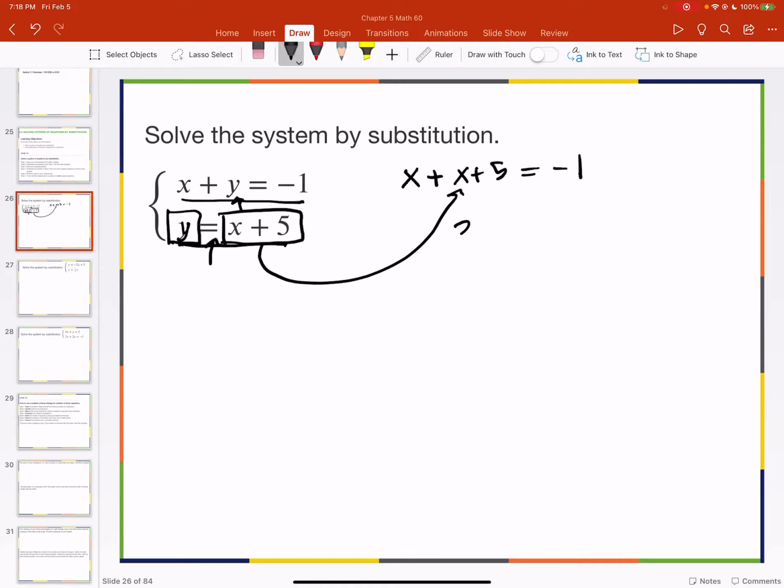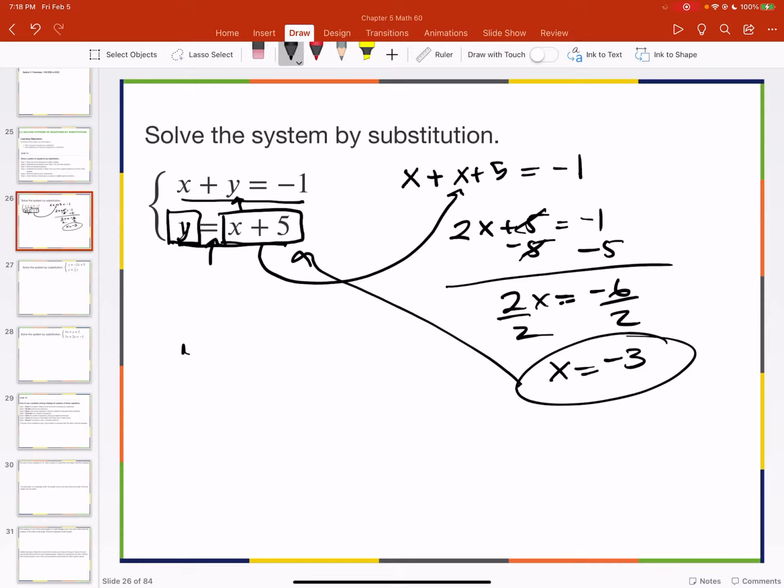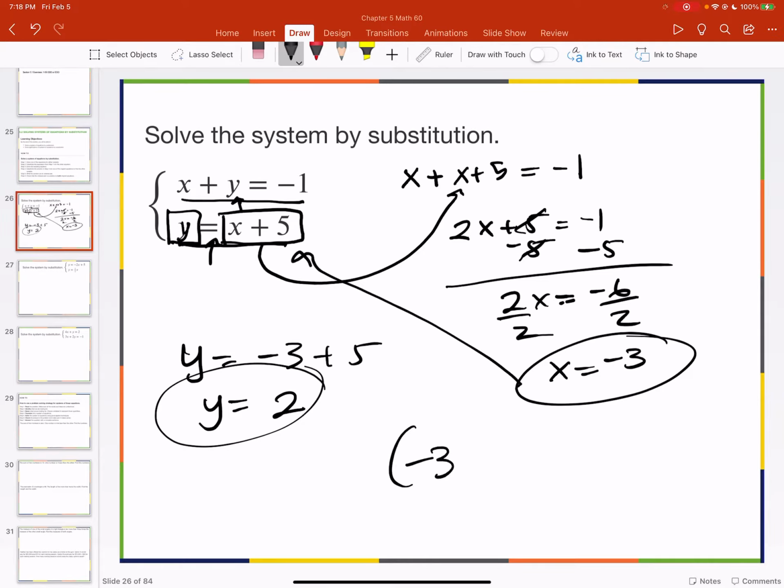So now you combine like terms: 2x plus 5 is equal to -1. And you solve for that variable. So you get 2x is equal to -6, divide by 2, x is equal to -3. And then plug that into either one. I suggest the second one. So you get y is equal to -3 plus 5, which is 2. So your answer will be (-3, 2). That's a really cool way to solve these equations.